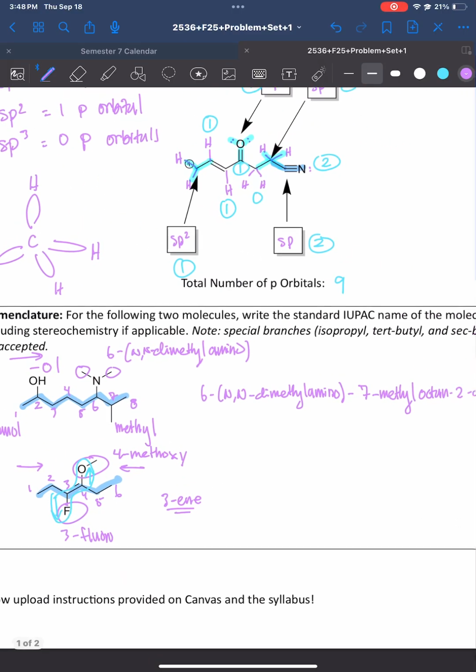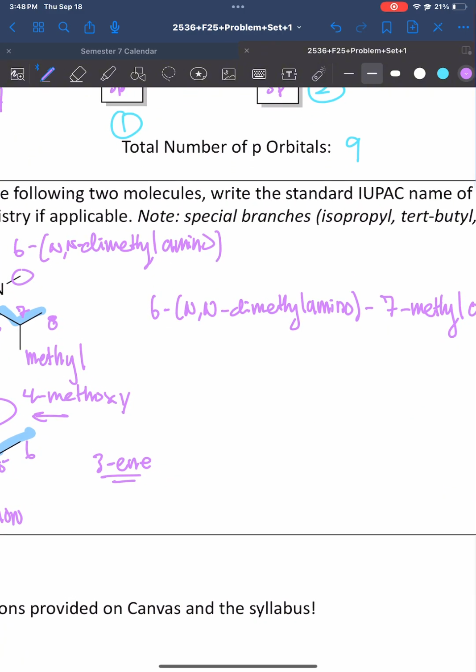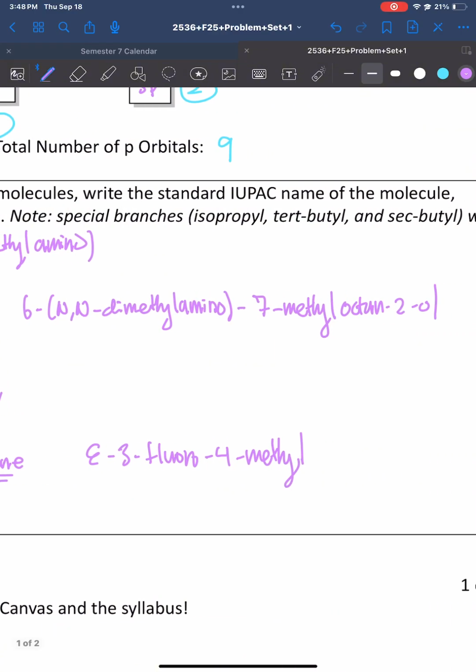So now we can go ahead and name this molecule. We're going to start off with E-3-fluoro-4-methoxy, and then we know it's 6 carbons long, hex-3-ene.